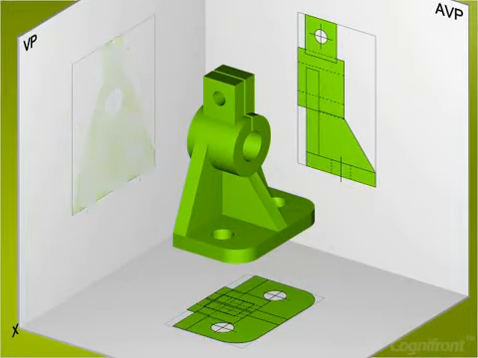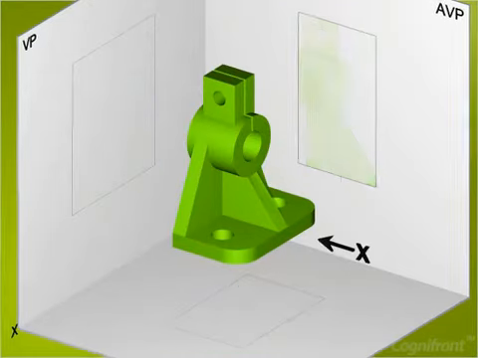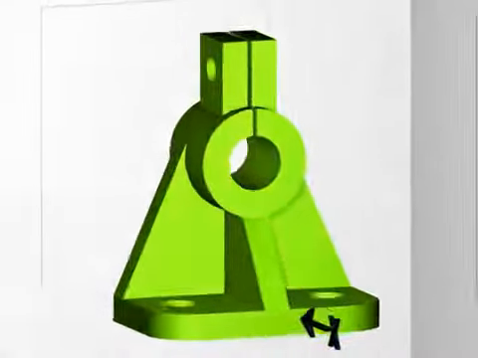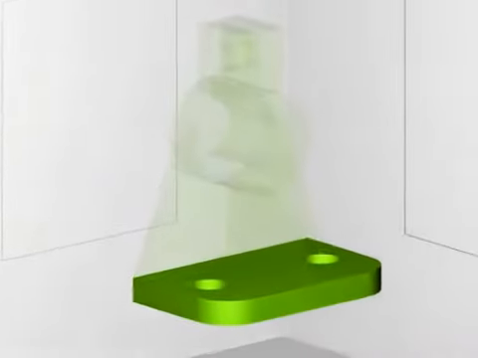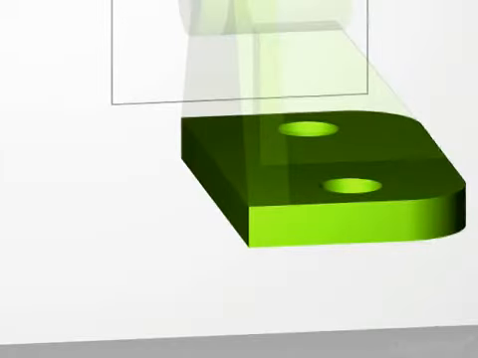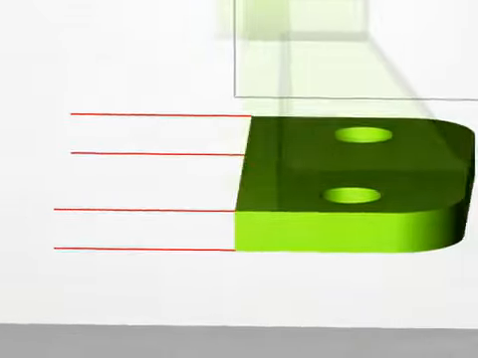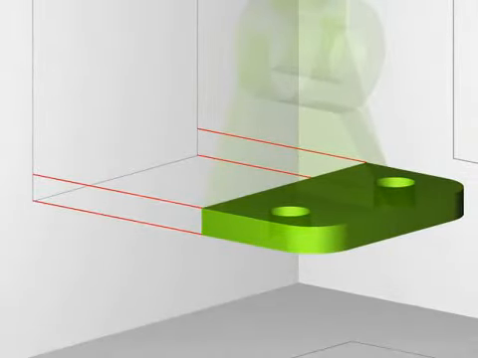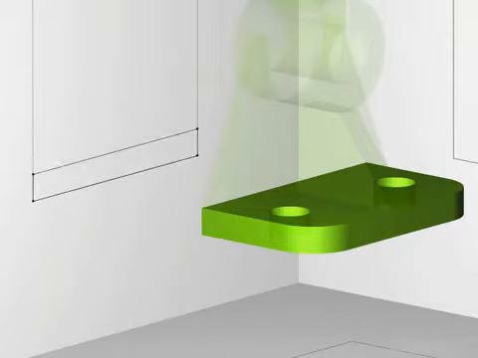We will use view by view method to solve this problem. And let's begin with the front view as seen in direction X. Now first draw the base plate. Observe the projector lines emerging from the base plate and intersecting with the vertical plane. The rectangular projection of this base plate is achieved by joining these intersection points.